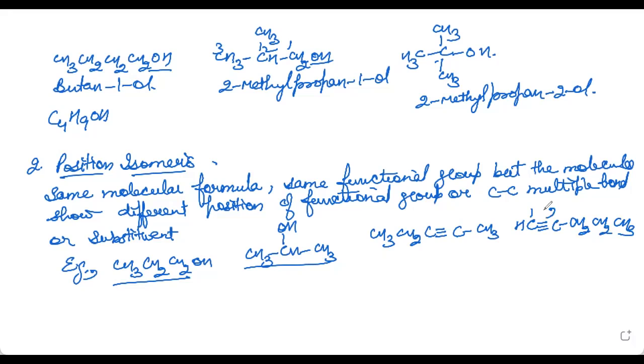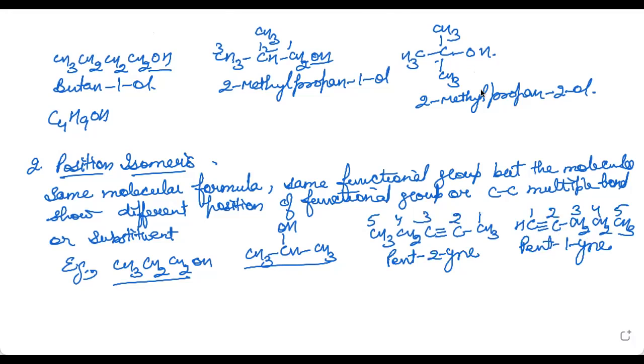Okay, so 1, 2, 3, 4, 5. Here will be 1, 2, 3, 4, 5. So here the triple bond is at the second position. Here the triple bond is at the first position. So this is pent-2-yne. This is pent-1-yne. Okay, so this is the positional or position isomerism. Now, when we are talking about the benzene ring, it shows position isomerism. It is very common in the case of the benzene ring.